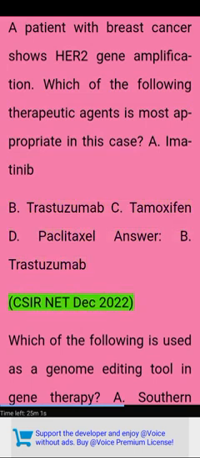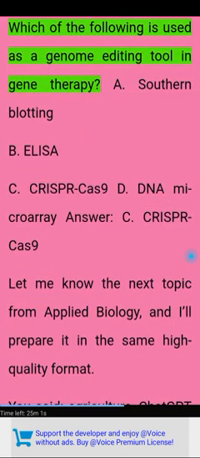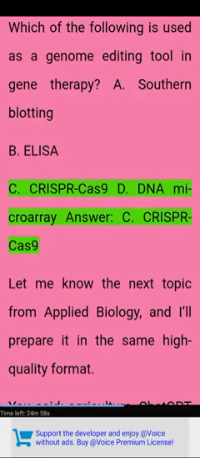Trastuzumab. CSIR-NET December 2022. Which of the following is used as a genome editing tool in gene therapy? A. Southern blotting. B. ELISA. C. CRISPR-Cas9. D. DNA microarray. Answer: C, CRISPR-Cas9.